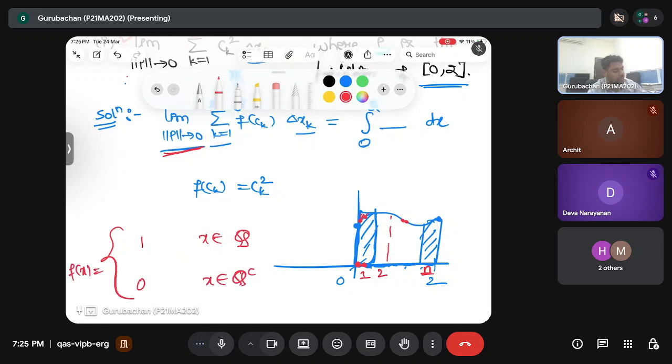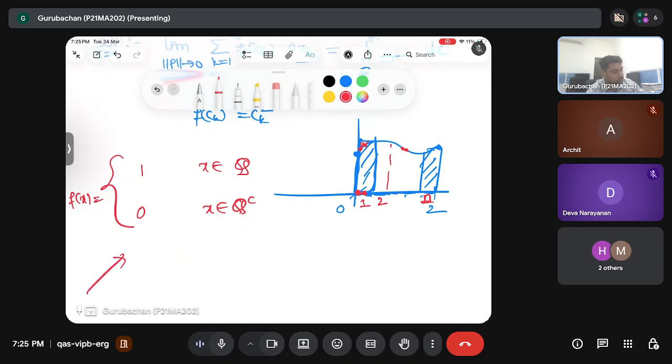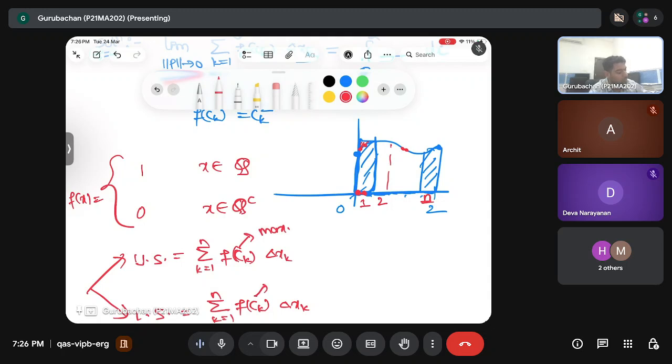If you will see this function, I told you, there are two sums, upper sum and lower sum. What is the formula of upper sum? You will take f of ck delta xk, k from 1 to n, and in the lower sum you will take it like this. Here ck represents the point where f can take its maximum value. What is the maximum value of the above function? Tell me.